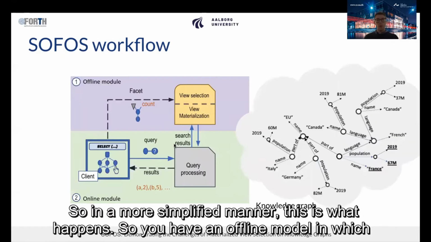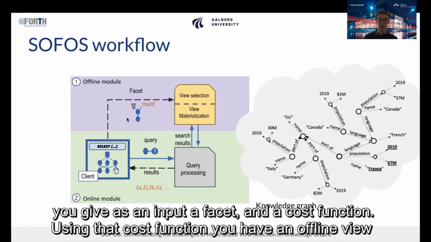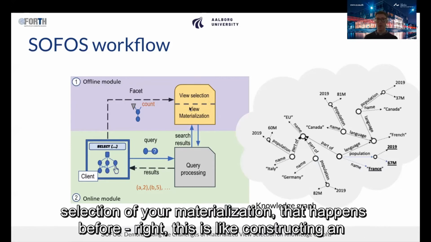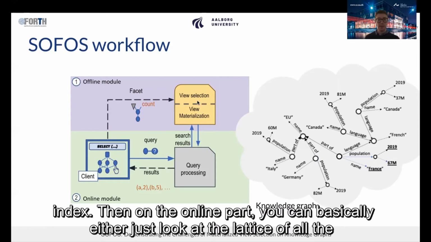So in a more simplified manner, this is what happens. You have an offline module in which you give as input a facet and a cost function. Using that cost function, you have an offline view selection and view materialization that happens before, right? So it's like constructing an index.